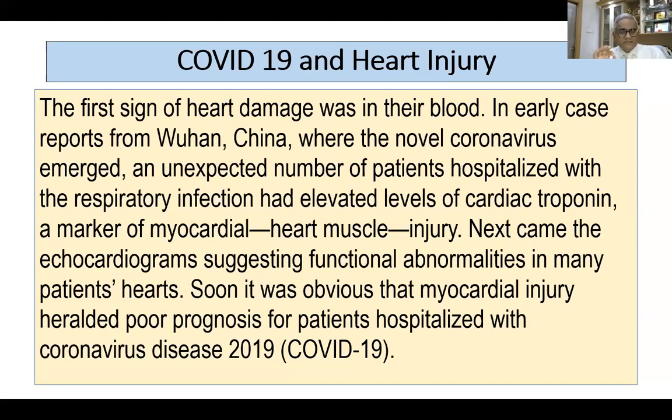And if you look at COVID-19 and heart injury, it is very interesting that if you go back to 2019, there was a fantastic statement made by Aaron from Massachusetts General Hospital of Boston. He said that the first sign of heart damage was in the blood. In early case reports from Wuhan, China, where the novel coronavirus emerged, an unexpected number of patients hospitalized with a respiratory infection had elevated levels of cardiac troponin, which is an important marker of myocardial injury, or heart muscle injury. Next came echocardiographic images suggesting functional abnormality in many patients. Later on, there was further investigation like cardiac MRI and others. So it progressively became obvious that myocardial injury heralded a poor prognosis for patients hospitalized with coronavirus infection.